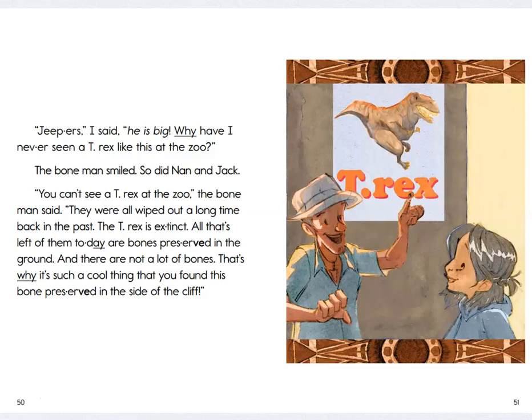"You can't see a T-Rex at the zoo," the Bone Man said. "They were all wiped out a long time back in the past. The T-Rex is extinct. All that's left of them today are bones preserved in the ground. And there are not a lot of bones. That's why it's such a cool thing that you found this bone preserved in the side of the cliff."